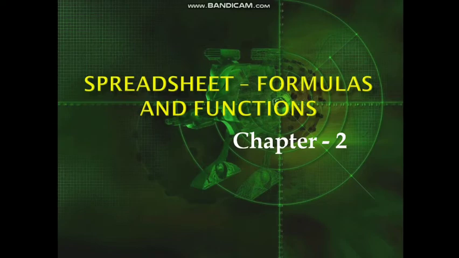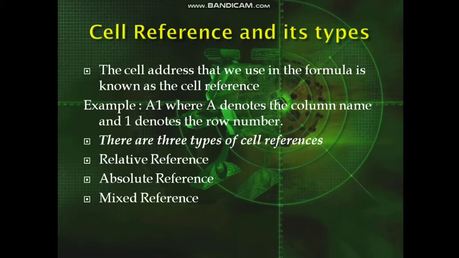Today's session is a continuation of your chapter 2, spreadsheet formulas and functions. In the previous session we discussed cell reference and its types. The cell reference was the cell address itself, and we discussed the three types of cell references: relative reference, absolute reference and mixed reference. And we'll see today's topics now.